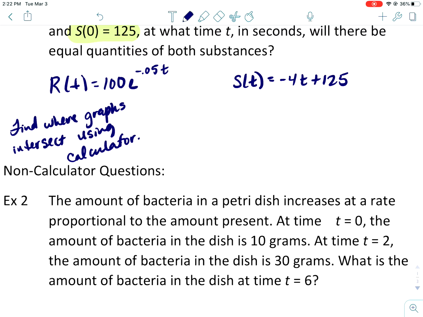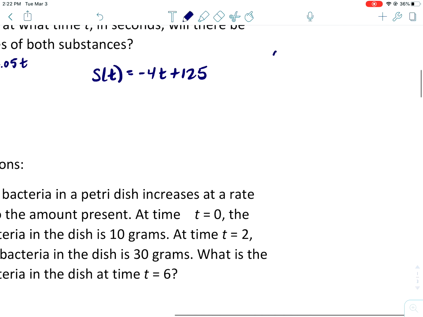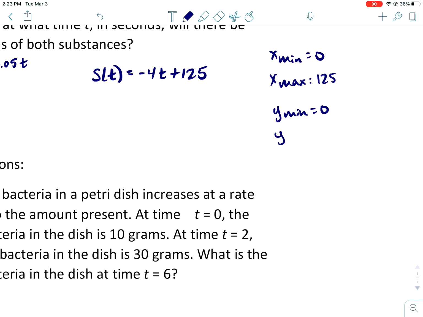Now, you may have to change the window because there's a 100% chance, if you're going from -10 to 10, you can't see anything. Why do you think that is? Okay, we're starting off at 100 and 125. So when I did this, I changed my x min to 0 and x max to 125. That actually doesn't matter. You can make it whatever you want to. The y, I would do the same as my x. So just to be safe, y min 0, y max 125. And I think you should see everything.